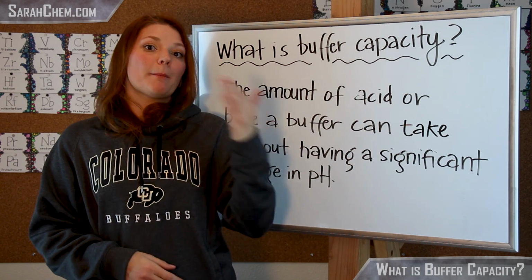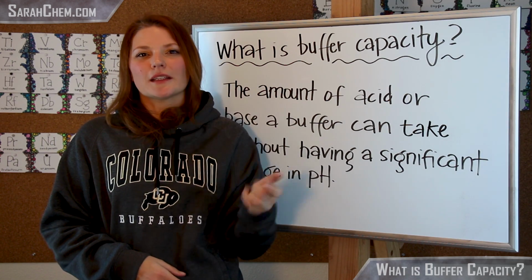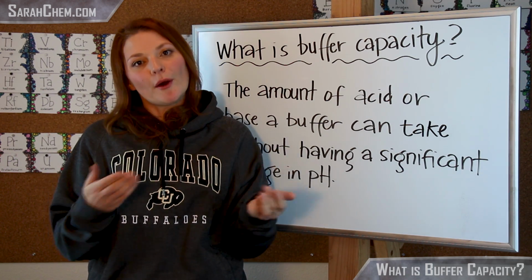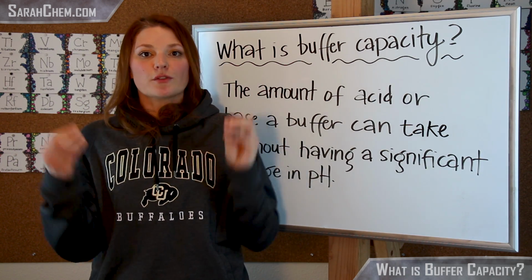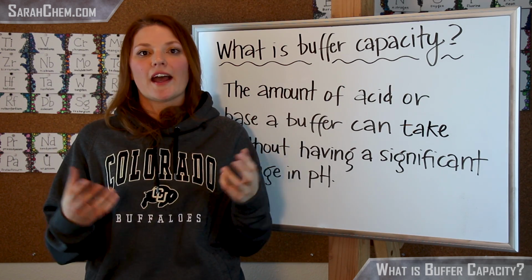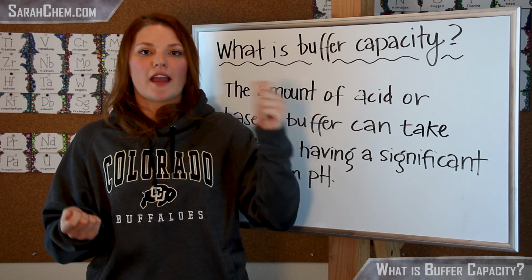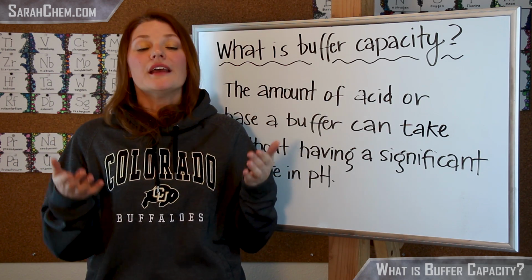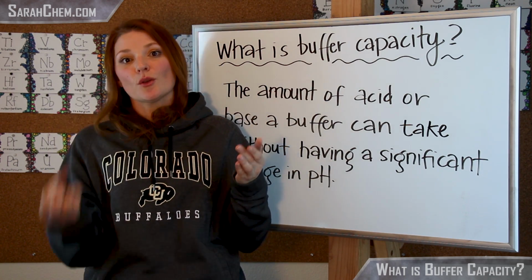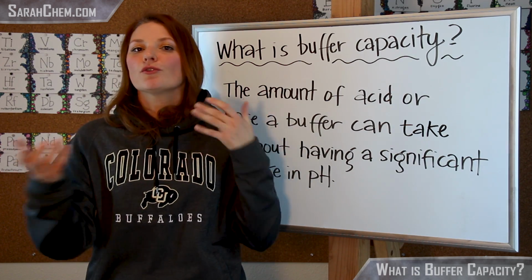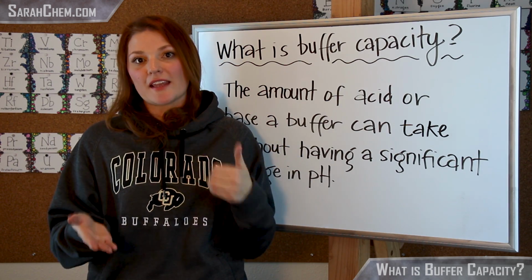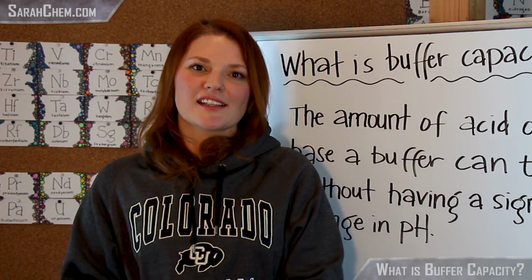So now when we're talking about buffer capacity, that's going to relate to how much of each component of a buffer we have. Because remember, in these buffers, what you're going to have is an acid and a base that are able to react with any addition of an acid or a base that you make to it. And essentially what happens is if you use one or the other of those up, you're no longer going to be able to resist that pH change. So let's take a look at an example.